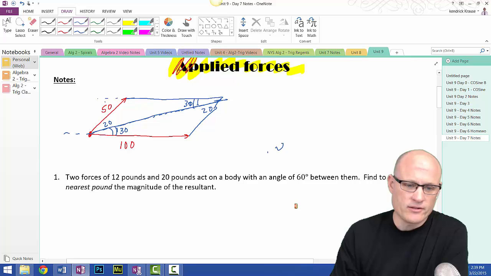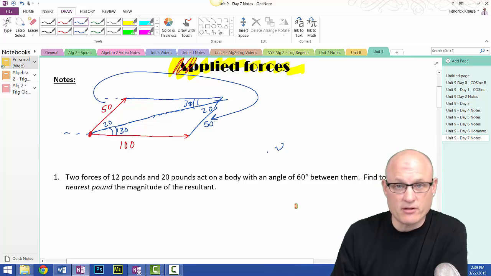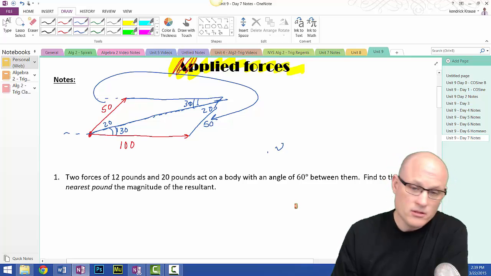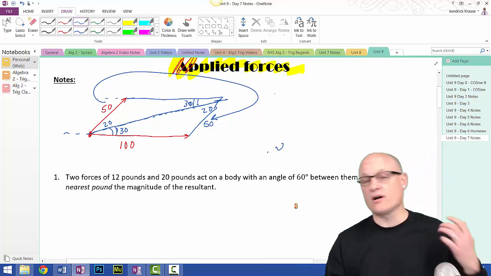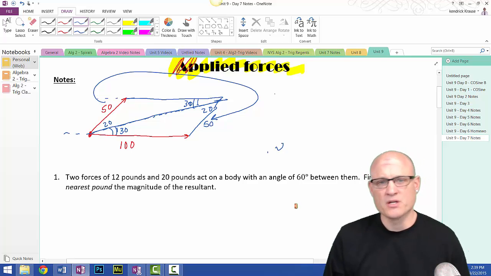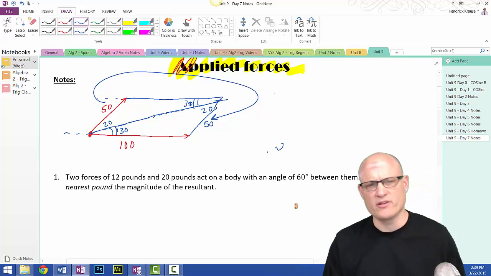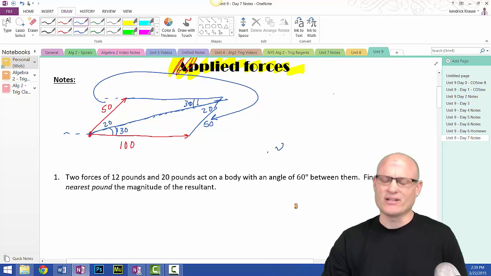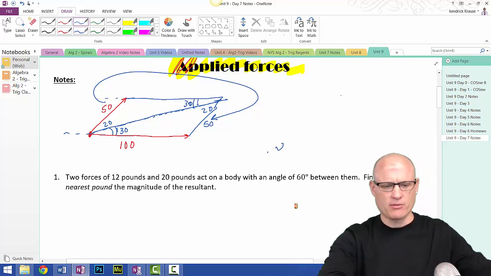And the other thing I know is if this force is 50, I can bring it over here and it's 50, because opposite sides of a parallelogram are congruent. So what we're going to do is either use the law of sines or the law of cosines to solve force questions. These applied force questions are not that difficult. A little bit complicated, but you'll be able to hang with me.